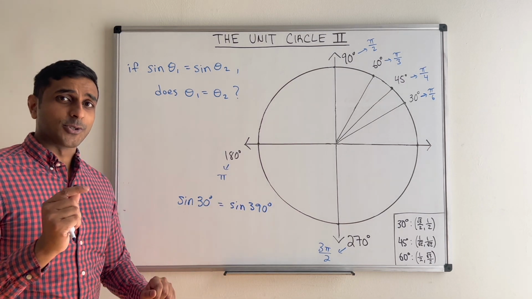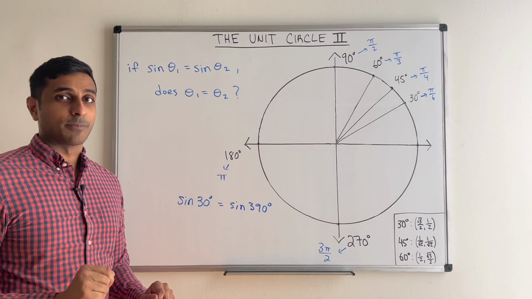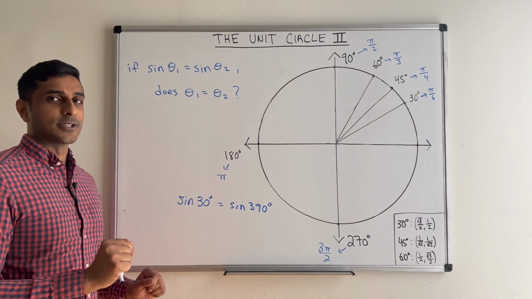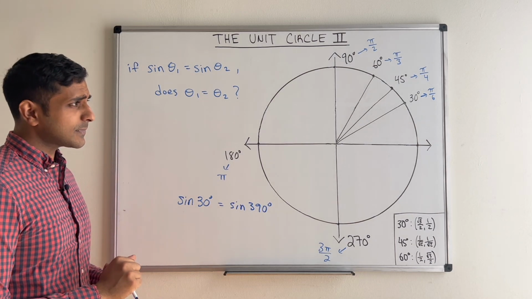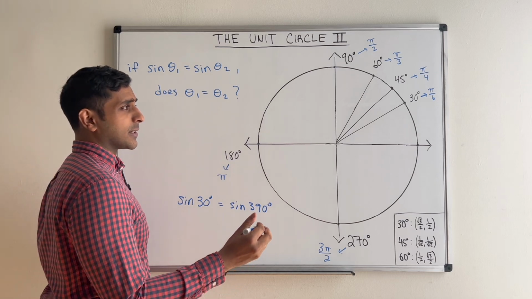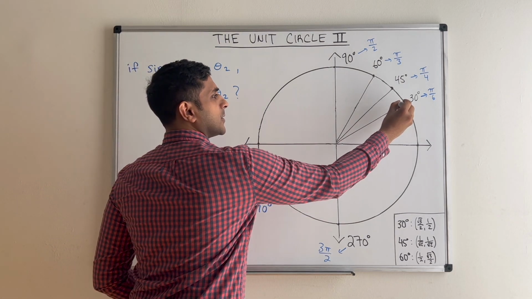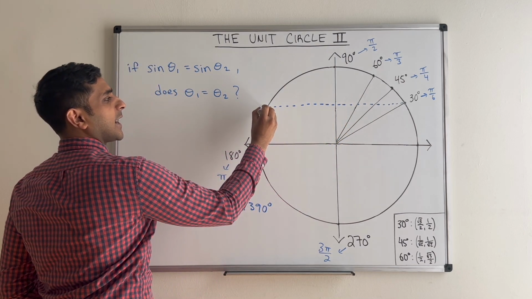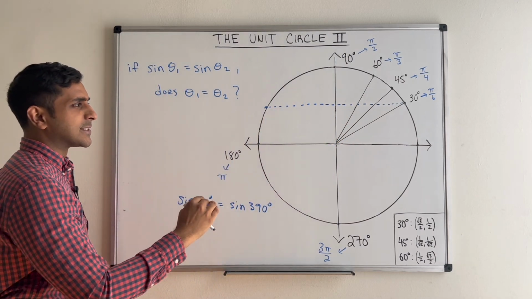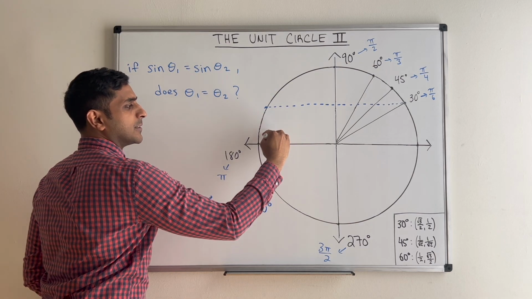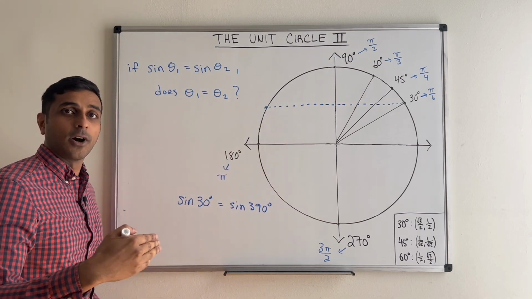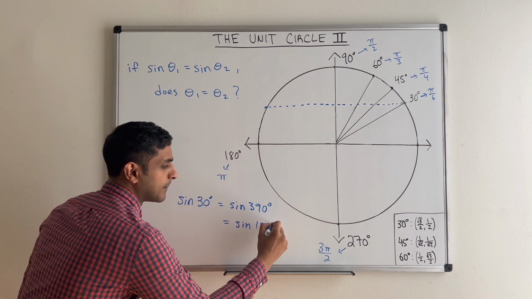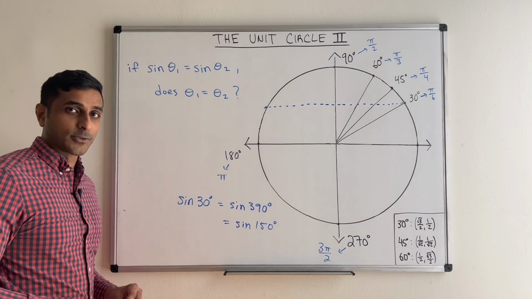But interestingly, there's also answers that are not coterminal with 30 degrees. Can you find an angle theta that has the same sine as 30 degrees but is not coterminal to it? Well, sine is the y-coordinate, and using the symmetry of the circle, there's definitely a point on the opposite side of the circle that has the same y-coordinate as 30 degrees, and that would be 30 degrees off of the negative x-axis, which would be 150 degrees. So the sine of 30 degrees is also the same as the sine of 150 degrees.